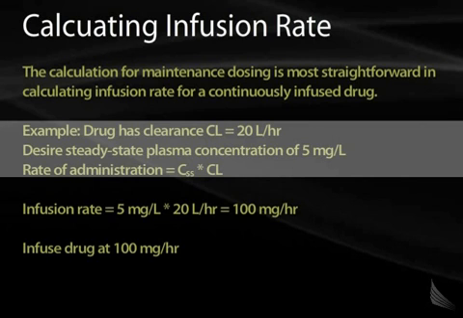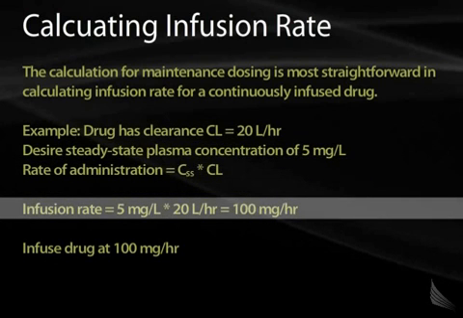The rate of administration equals the steady state concentration times the clearance. And that will give us our infusion rate. It's important to remember your units, however. As long as your units add up, you can simply multiply these two values, and that will tell you how many milligrams per hour you will have to infuse of that drug in order to keep this plasma level.